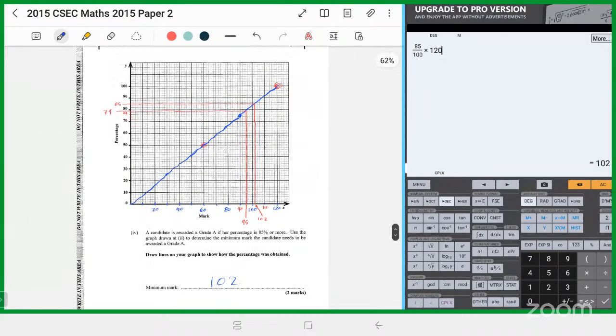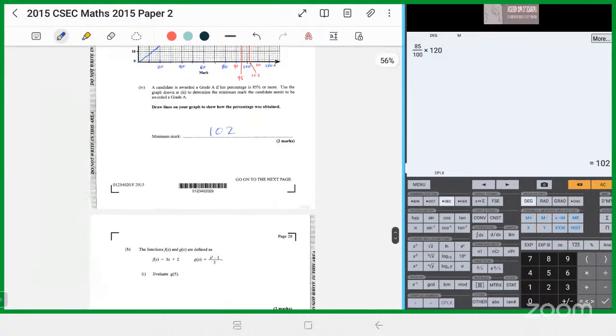Nice. Bam, bam, bam. Yes, sir. Now go and do it over by yourself. Alright? Want to get these marks, get these things right in the exam.